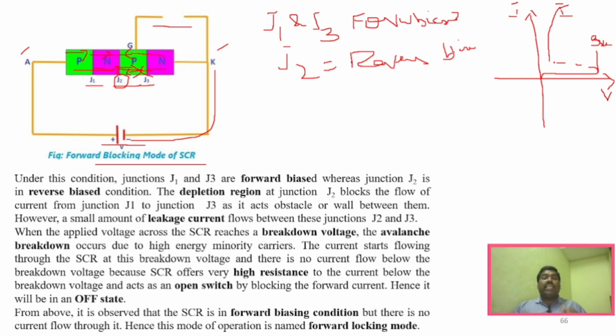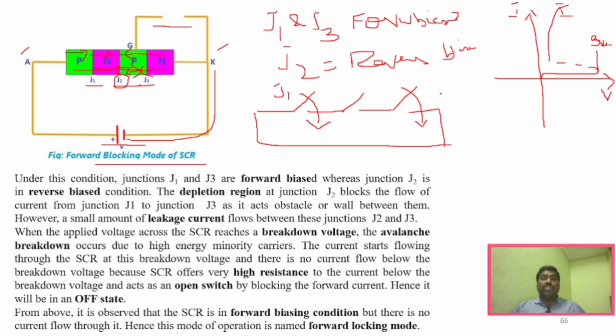If you want to understand this very clearly, consider three switches here: J1, J2 and J3, and this is the circuit. Now we consider J1 as forward biased, so it is closed. J3 is forward biased, so it is closed. This J2 is reverse biased, so it will be open. So when it is open, no current will flow, so the SCR will be in the off state.